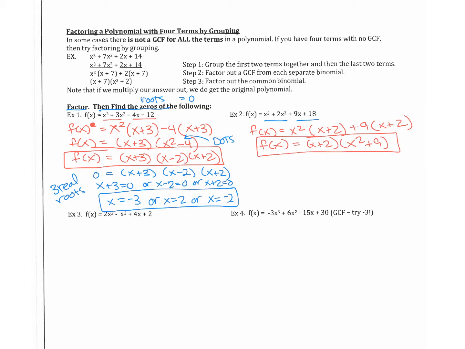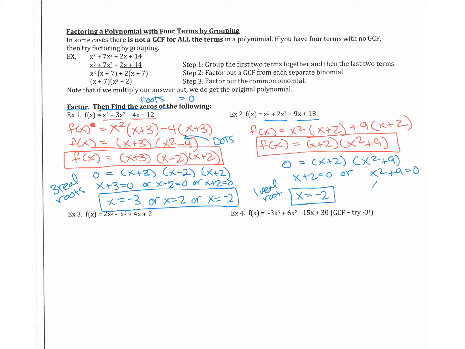So now I'm going to solve this. I'm going to set my factored form equal to 0, and I'm going to solve each one of these by setting them equal to 0. So either x plus 2 equals 0 or x squared plus 9 equals 0. This gives me x equals negative 2. This is one real root. This is actually a number I can plot on my x-axis. It's a real number. It's a real root.